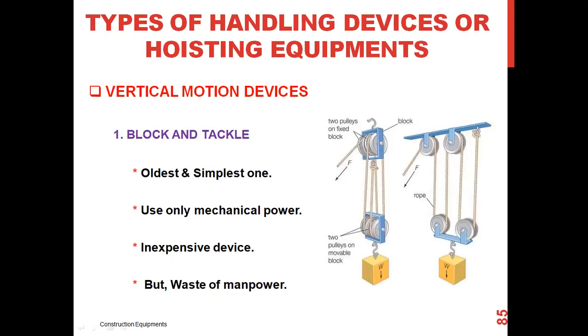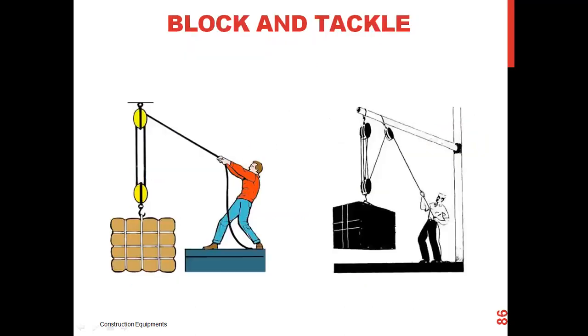Block and tackle is the oldest and simplest one. It uses only mechanical power and is an inexpensive device, but a waste of manpower. Here a pulley-like arrangement is given, and the load is suspended at one end and pulled by a man through the pulley to lift the load vertically up. This requires huge manpower, and it is very cheap equipment used at construction sites.